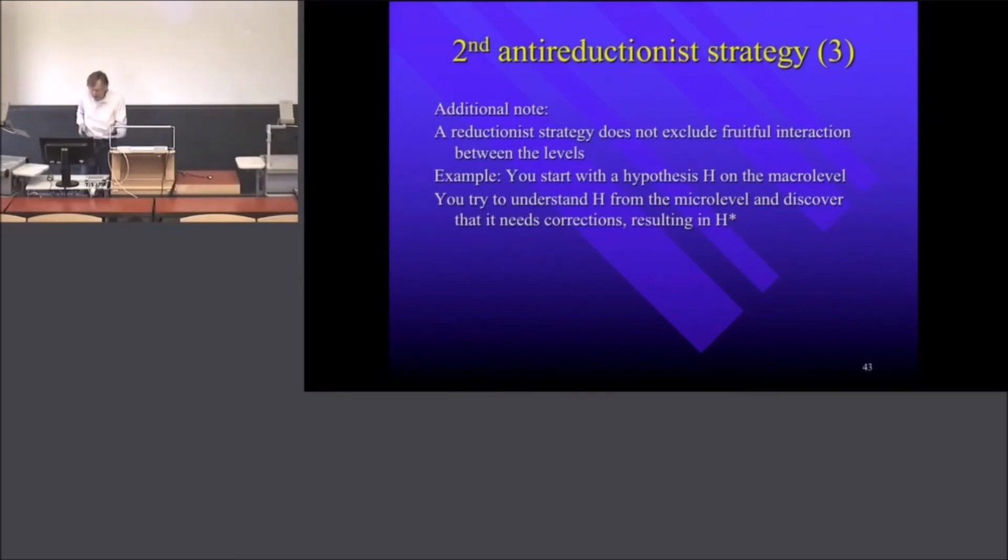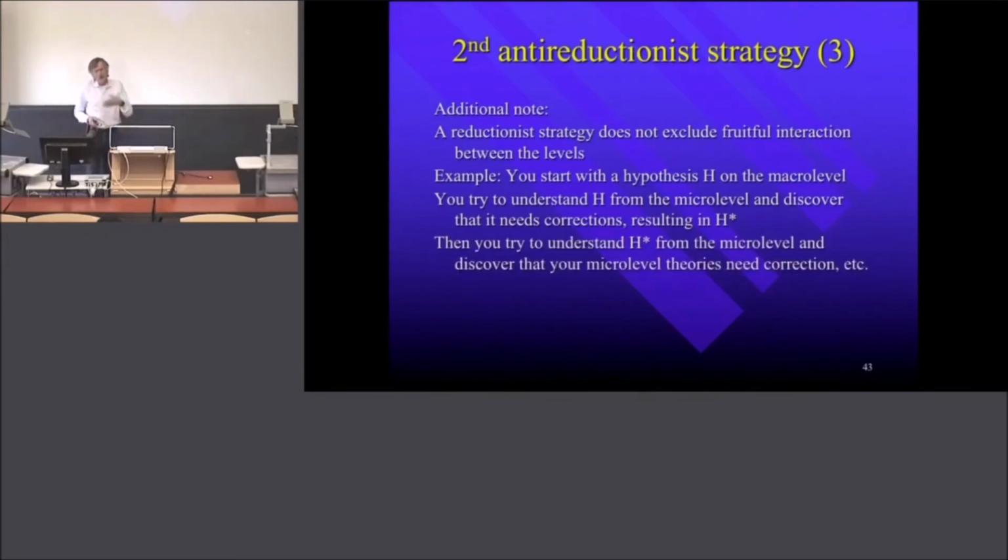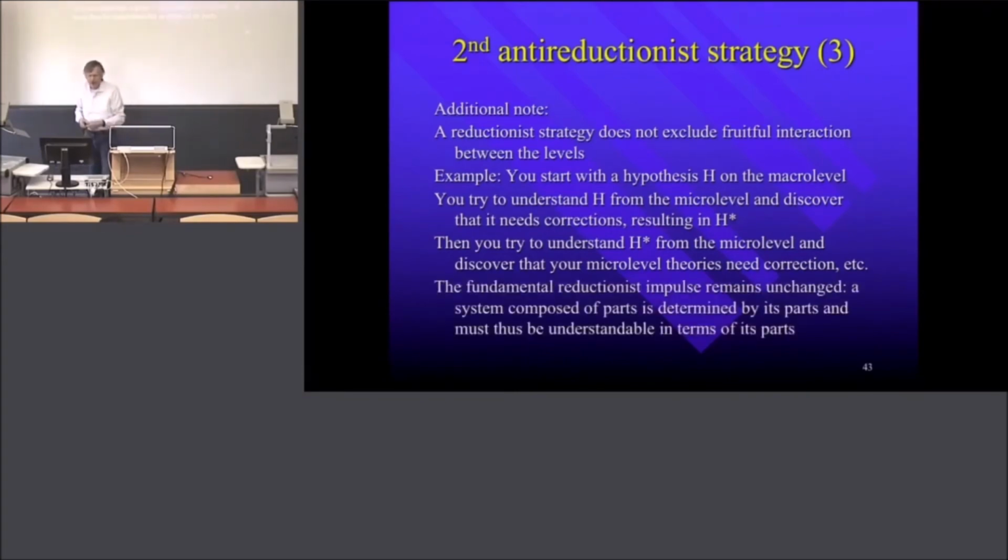So that happens. You analyze a system in terms of its parts, and then you discover, oops, what I assumed here at the macro level needs corrections, so I get H star. Then you say, okay, let's now analyze H star anew at the micro level, and then you discover that your micro level theories may need correction. Then you say, oops, I've got to be a little more careful in view of H star, and then you change something at the micro level, and so on and so forth. The point is the fundamental reductionist impulse remains unchanged, namely to understand a system in terms of its parts, period.